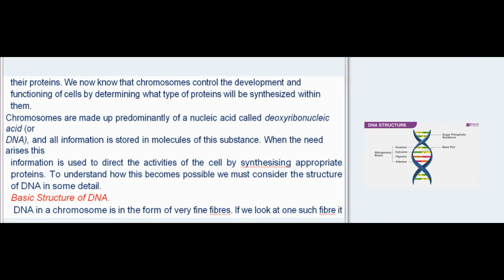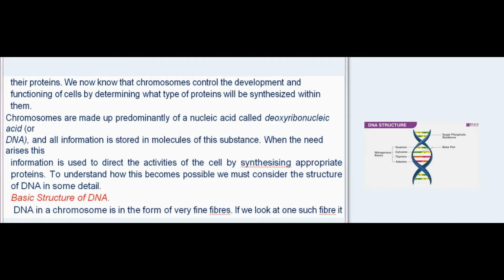We now know that chromosomes control the development and functioning of cells by determining what type of proteins will be synthesized within them. Chromosomes are made up predominantly of a nucleic acid called deoxyribonucleic acid, or DNA, and all information is stored in molecules of this substance. When the need arises, this information is used to direct the activities of the cell by synthesizing appropriate proteins. To understand how this becomes possible, we must consider the structure of DNA in some detail.